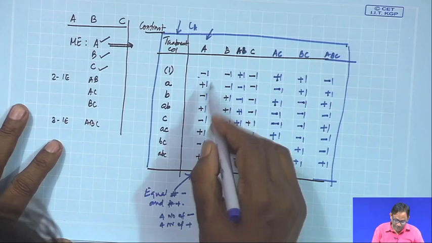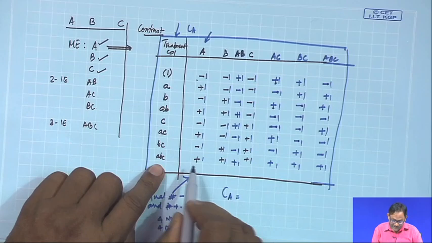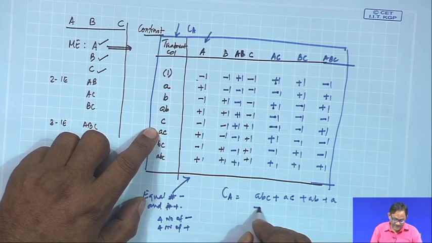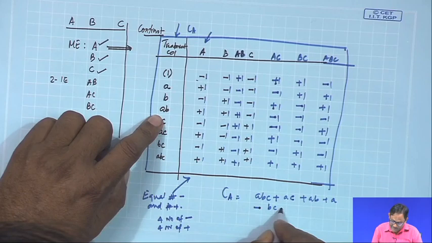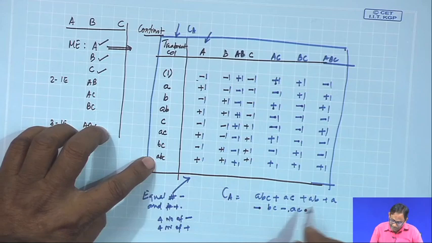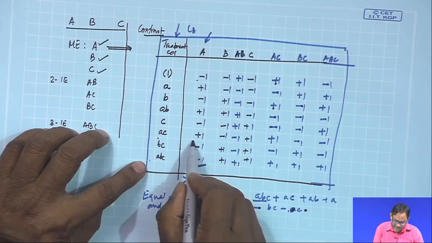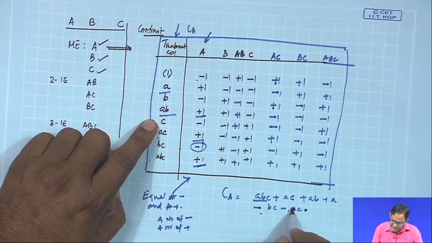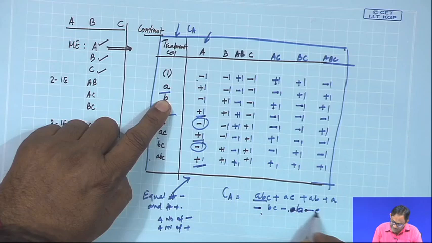So, if you ask what is then the contrast for A, it will be just ABC plus AC plus AB plus A minus BC minus C minus B minus 1. You see what will happen: minus BC, then ABC plus, this is plus AC plus AB, then A plus. So, what is remaining? BC minus, then C minus, B minus. So, you write B here, here also you write C, then minus 1. So, this is the contrast for A.